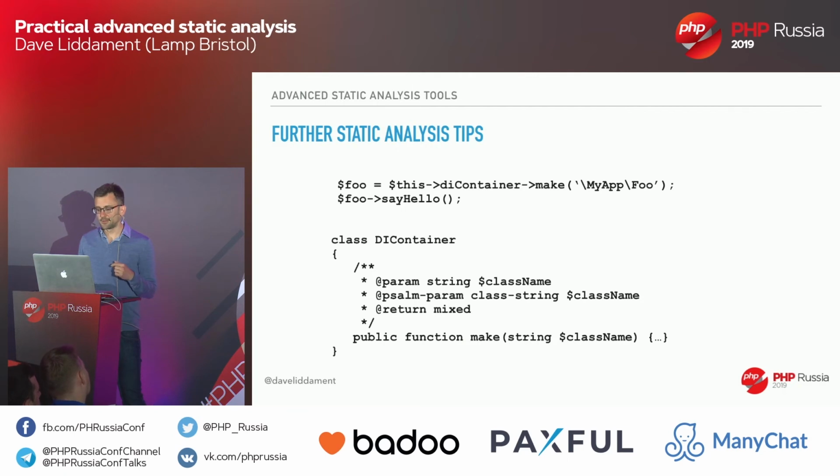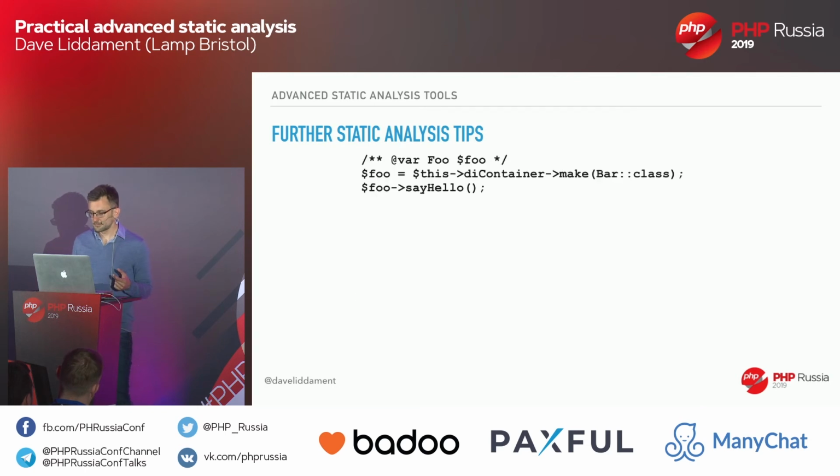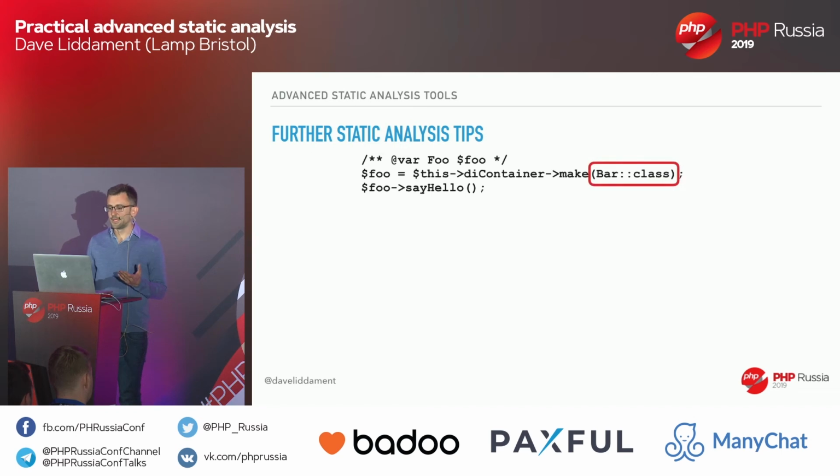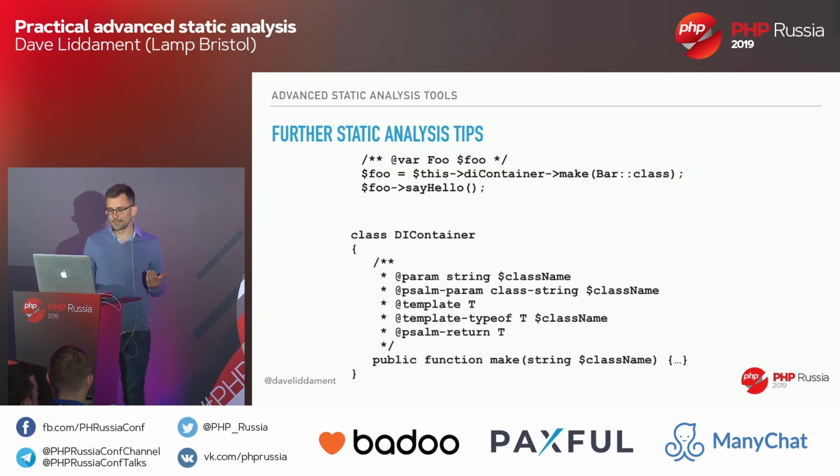In Psalm, we could change the signature of our DI container to use this. Instead of saying I'm expecting it to be a string, we could say class-string. And what that means is Psalm works out what string you're passing to the make method, and it makes sure that it actually represents a real object. However, there's still another problem. What happens if we update what we're asking our DI container to make, but we don't update the doc? We'd be in trouble. And again, Psalm offers a way around this.